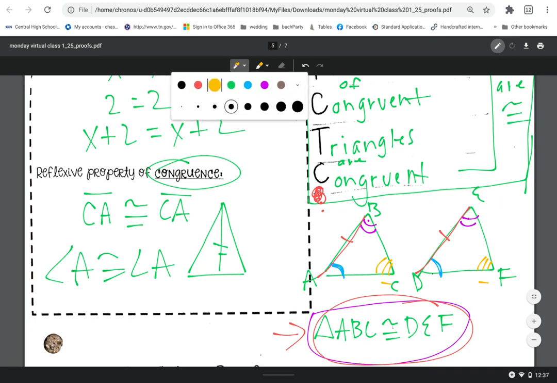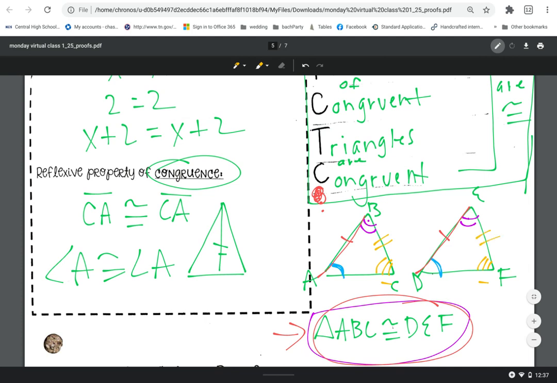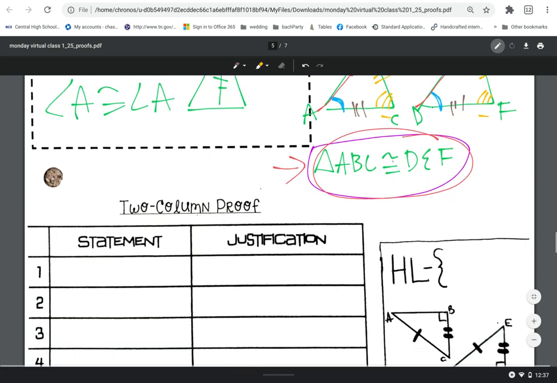All right, so BC would correspond with EF. They're congruent. And AC would correspond with DF, so they're congruent.